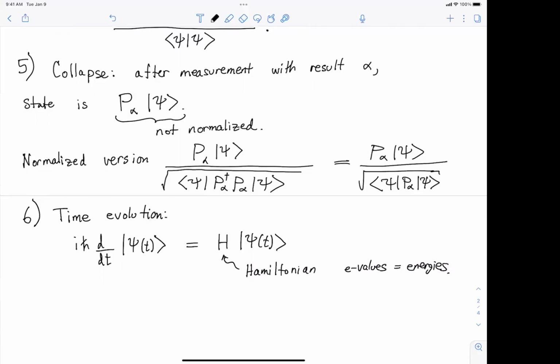Okay, any questions on our review of the postulates of quantum mechanics before we move on? I should say that you should feel free to interrupt me at any time with questions, even if we're on Zoom here.